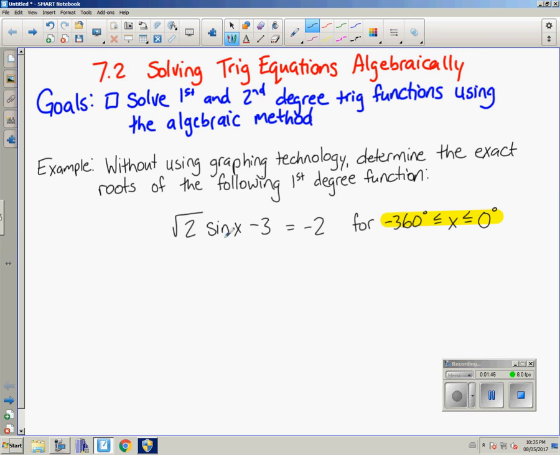So the first thing that I'm going to suggest when we're solving a question like this is we're going to try and rearrange the equation so that we're solving for sine x, and then we're going to solve for x. So the first thing we're going to do is add 3 to both sides. So now I have square root of 2 sine x is equal to positive 1. And we're going to divide by the square root of 2. So now we're left with sine x is equal to 1 over the square root of 2.